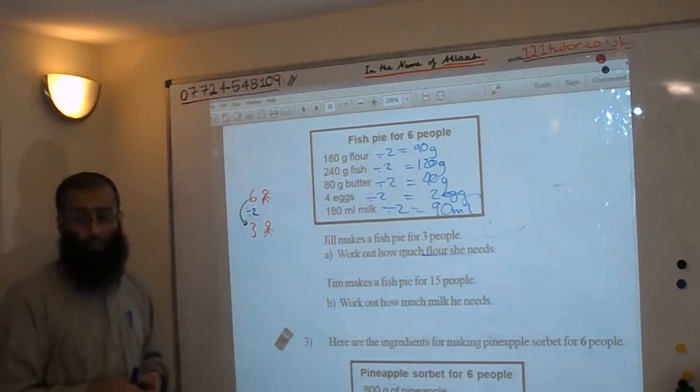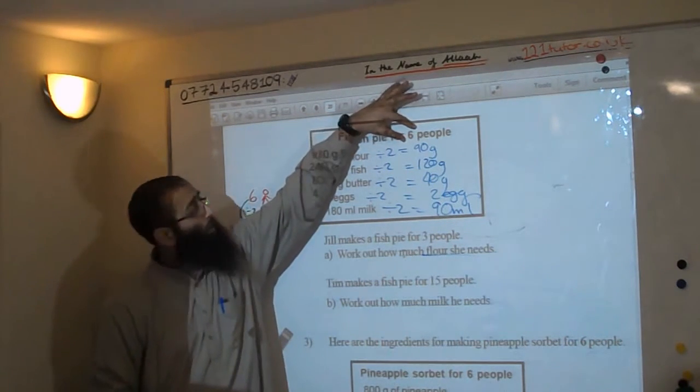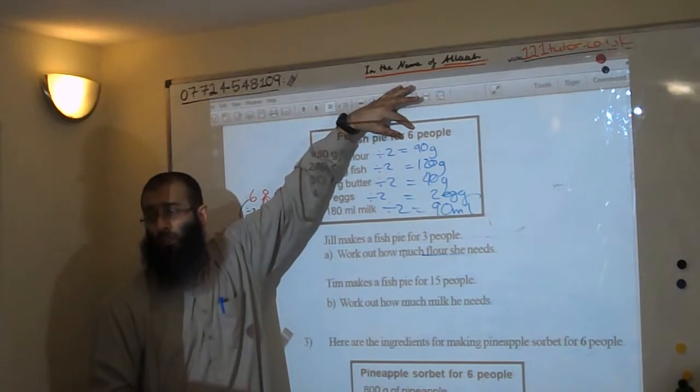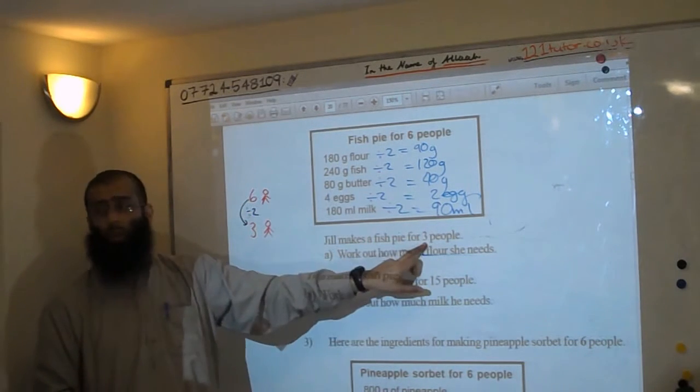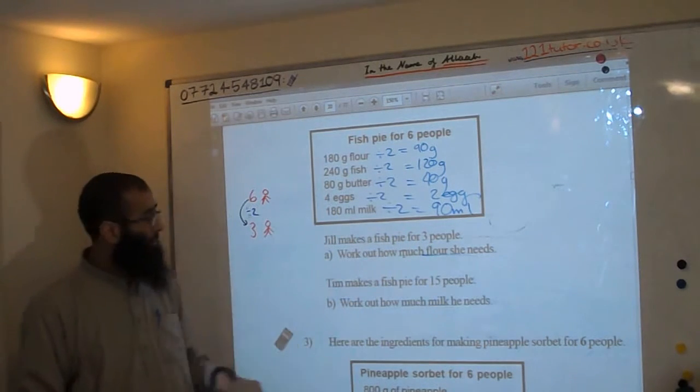So what you have to work out here is how we get from what they've given us. Look, they gave us ingredients for 6, and they want you to work it out for 3. So to get from 6 to 3 is half the number of people, half the ingredients.